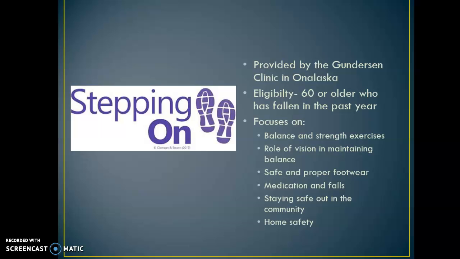Some programs are just basically education, but this one is like if you've fallen, you can take this program. This program focuses on balance and strength exercises, role of vision in maintaining balance, safe and proper footwear, medication and falls, staying safe out in the community, and home safety. And if you remember, some of our goals and objectives were making sure that our clients are safe out in the community and they're aware of where they are walking and being safe in their home. So this reflects right back onto the objectives and goals that were previously talked about.